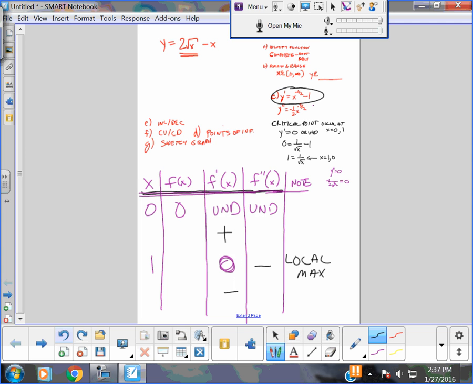Now, if I want to know the value of that local max, I got to go back to the original function. 2 times square root of 1 is 2. 2 minus 1 is 1.